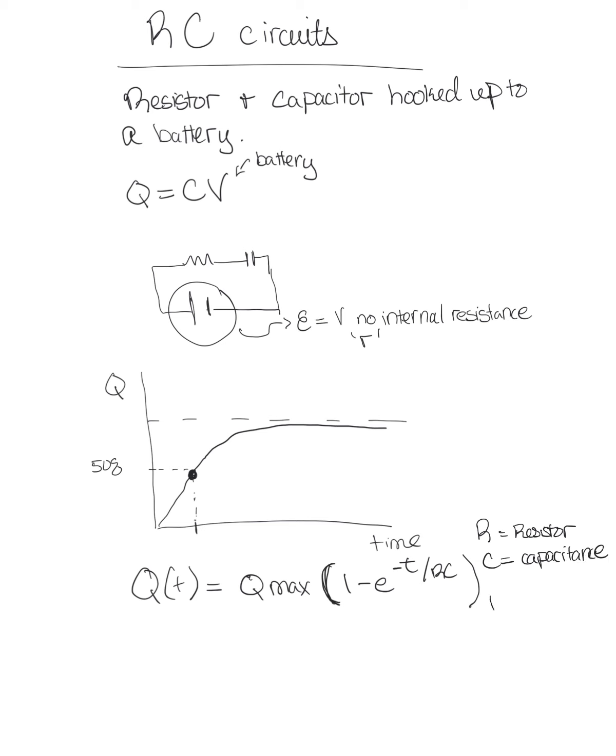And we call RC the Greek letter tau. And this is a lowercase tau. Now the units of the time constant are, if we have R, that would be ohms and farads, but another symbol for that is also seconds.